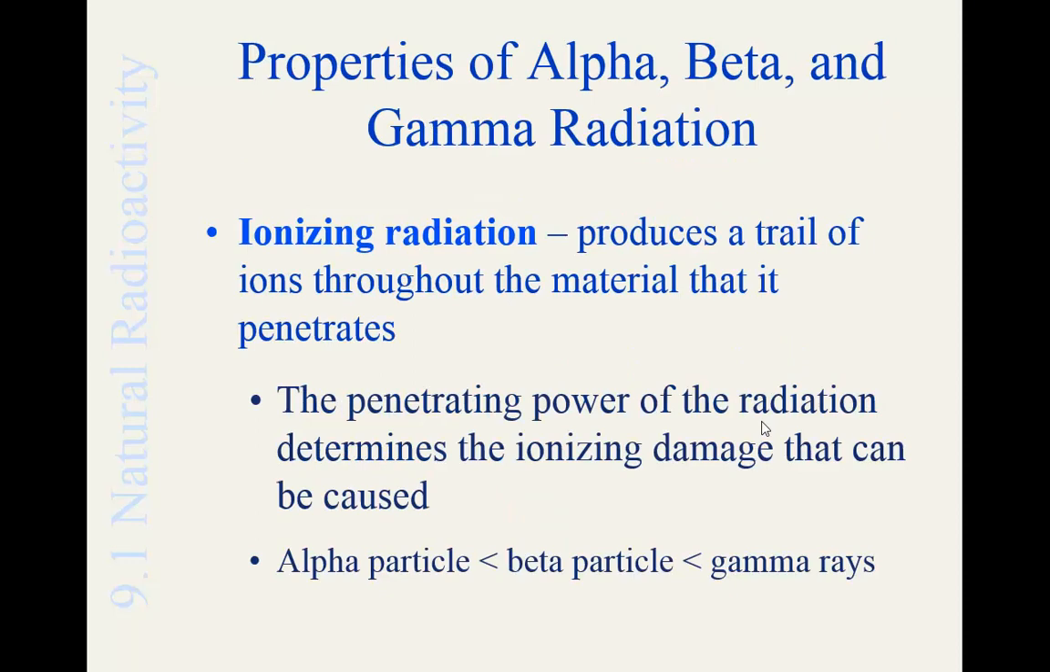So ionizing radiation is anything that produces a trail of ions as it goes throughout the material. All right. So as alpha, beta, or gamma radiation passes through the body, it can knock electrons off other substances. And again, the most penetrating is the gamma ray. It is just a ray. It has no mass, and it can pass completely through the body. Then beta, and then alpha, because it's got mass and size, it doesn't penetrate as much as beta or gamma.